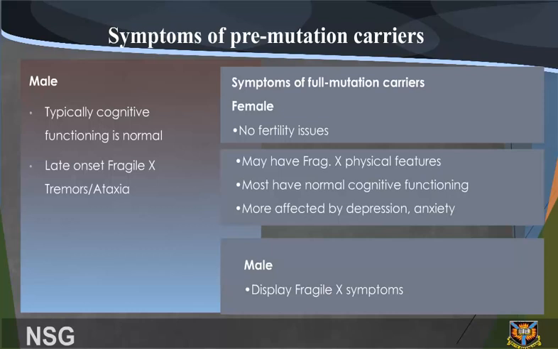Symptoms of full mutation carriers. Female: no fertility issues, may have fragile X physical features. Most have normal cognitive functioning, more affected by depression and anxiety. Male: display fragile X symptoms.